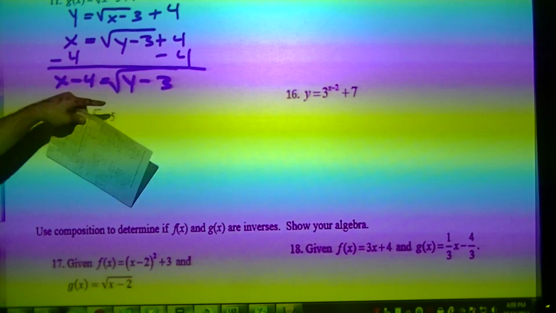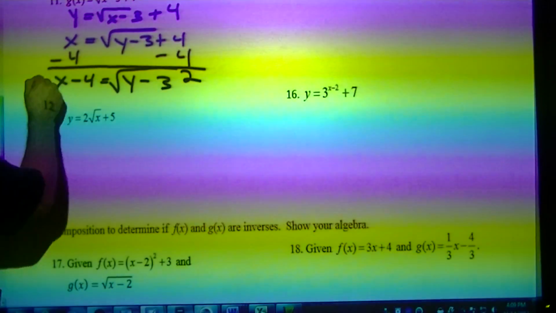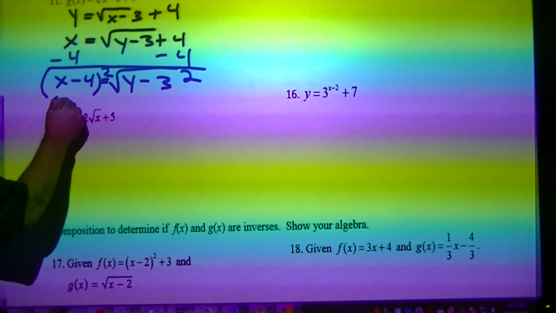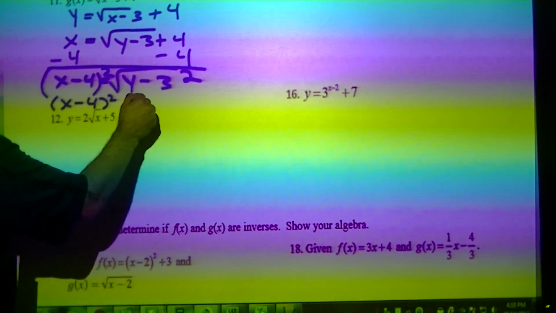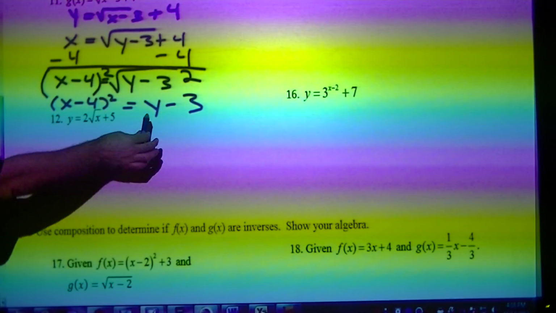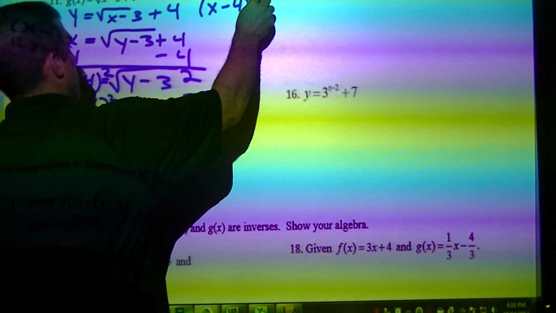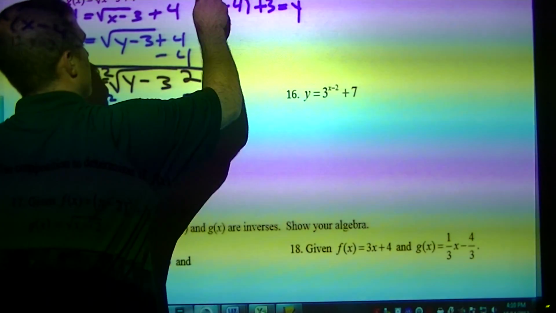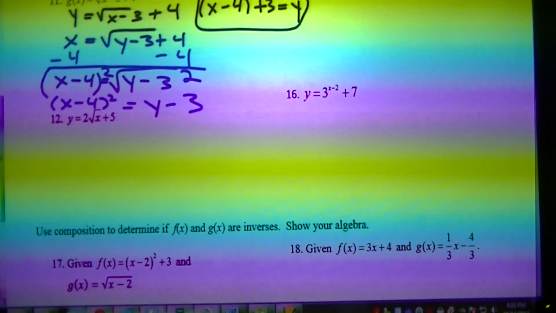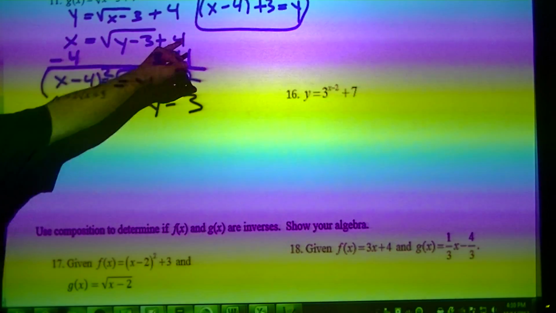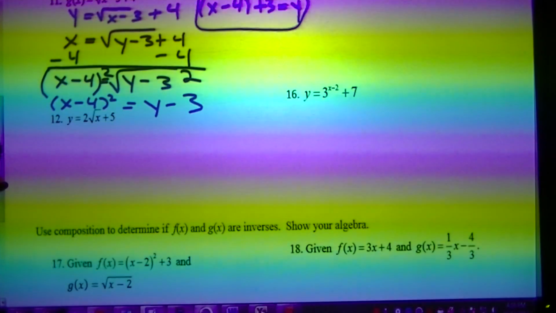Now, to get rid of that square root, I'm going to square everything. So I'm just going to write that as x minus 4 squared equals y minus 3. Now to get that 3 over, I would add that 3. So I got x minus 4 squared plus 3 equals y. I ran that over to that other problem, but I ran out of room there. So it will be good enough just to write that for this case.